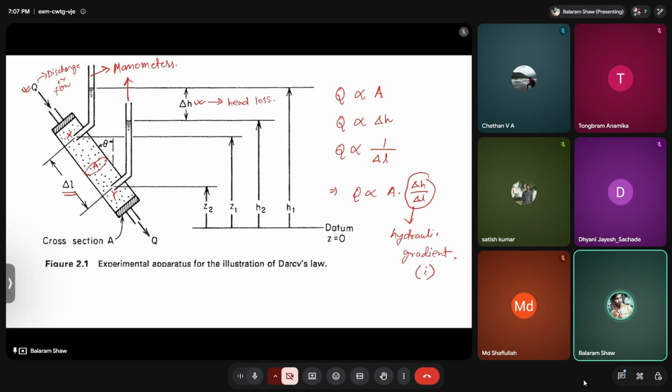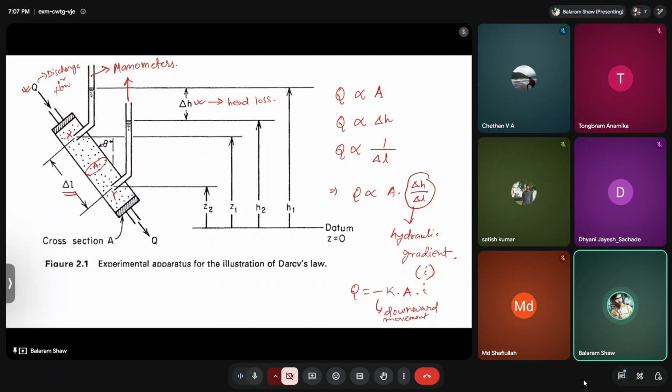So you can write this as Q equals K into A into I. Because the flow is going in downward direction, sometimes in some books you will see there is a negative sign. That negative sign is because of the downward movement. I is the hydraulic gradient.